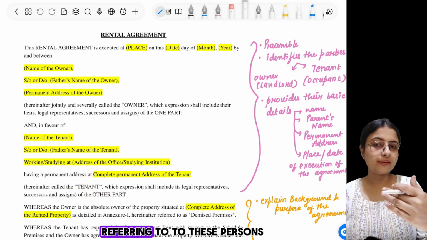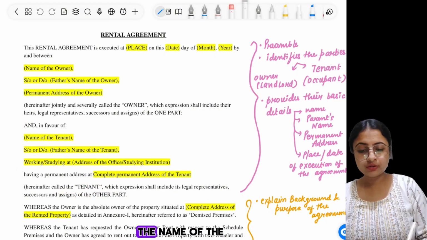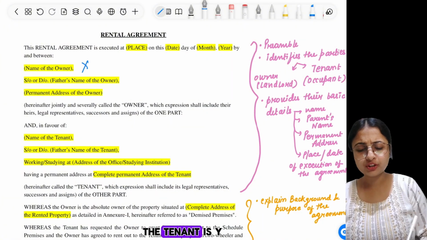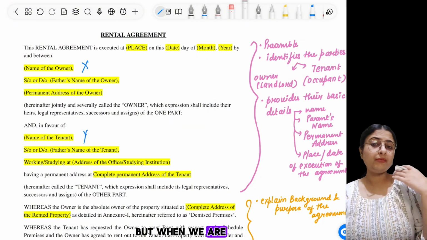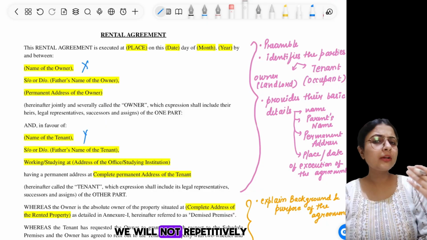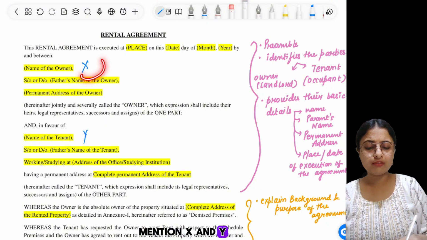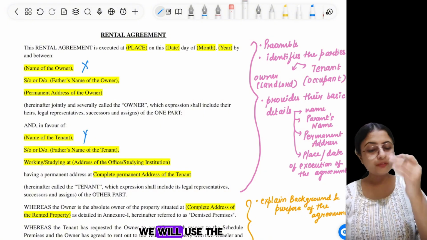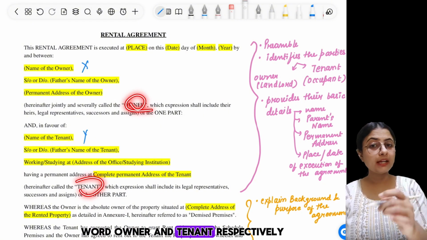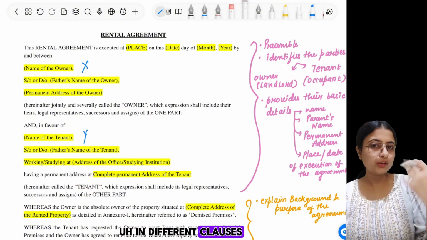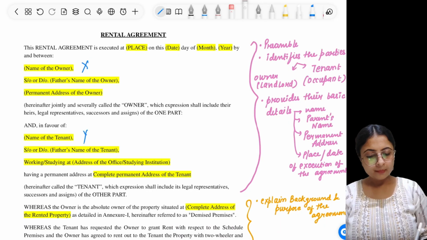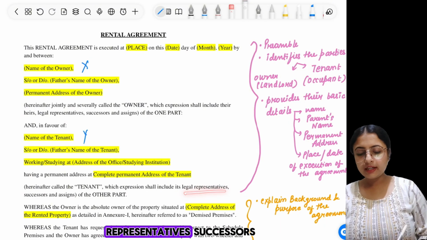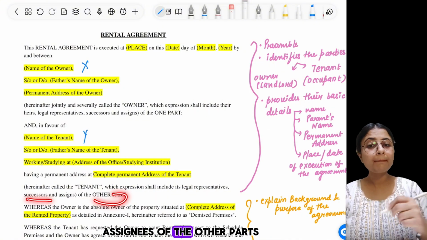Whenever we refer to these persons, for example, the name of the owner is X and the name of the tenant is Y, when we are referring to this agreement, we will not repetitively mention X and Y, X and Y, X has this duty. We will use the words owner and tenant respectively in different clauses of our agreement, which expression shall include its legal representatives, successors, assignees of the other part.